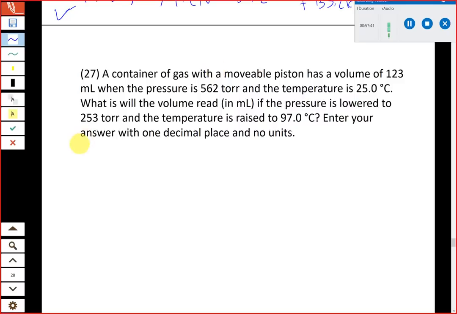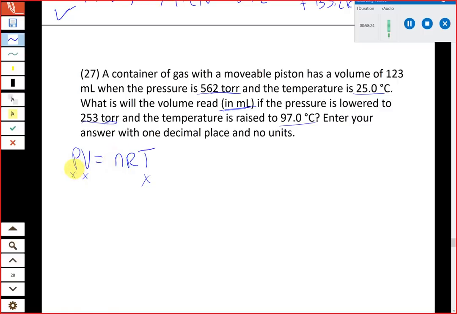and asking you how one of those is changing in response to the others. So in any problem like this, you want to start with the ideal gas equation, PV equals nRT. Instead of memorizing a bunch of individual relationships between pressure, volume, number of moles, and temperature, we can always derive the one that we need. So in this problem here, we're told that the volume is changing because it starts at 123 and we're trying to find out what it is. The pressure is changing from 562 to 253 torr, and the temperature is changing from 25 to 97 Celsius. So basically, pressure, volume, and temperature are all changing. We didn't tell you about the number of moles, and we're assuming it's a closed container, one that's not leaking, so we're not going to do anything with number of moles.